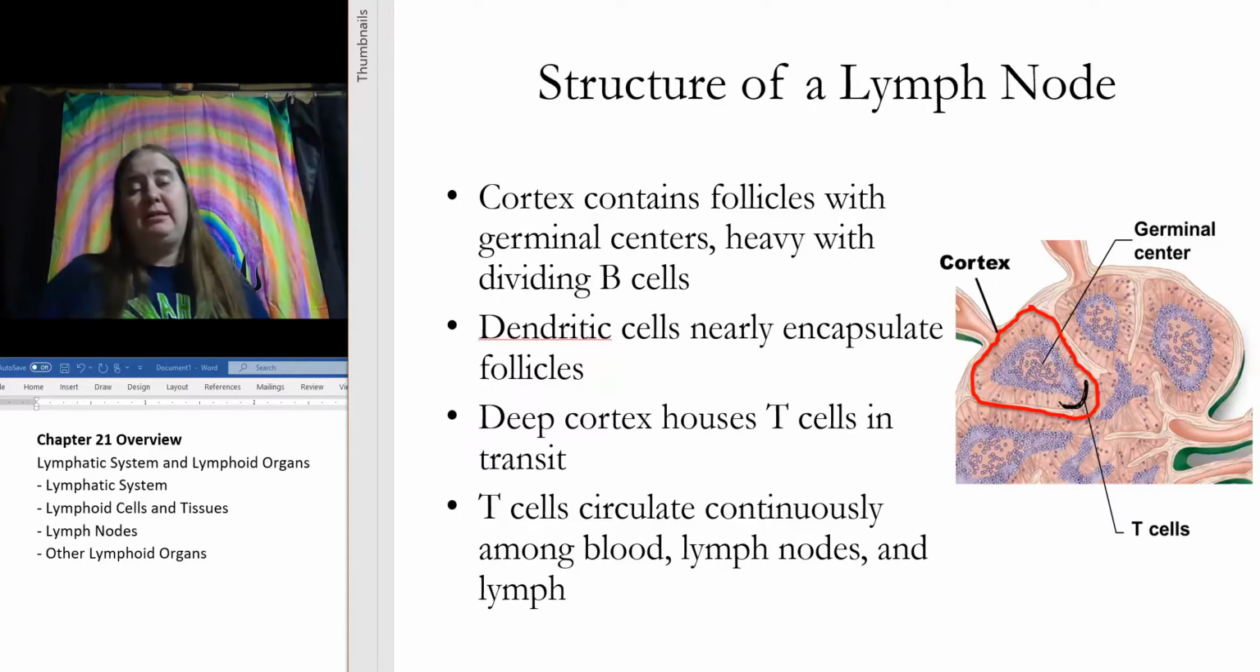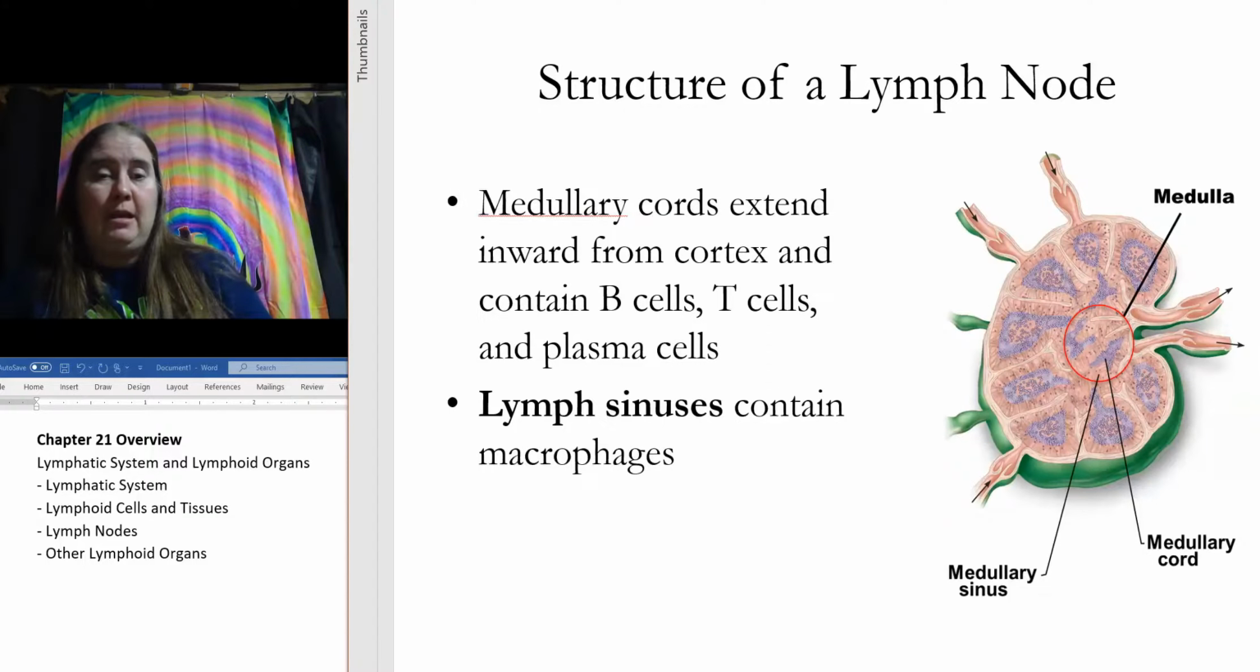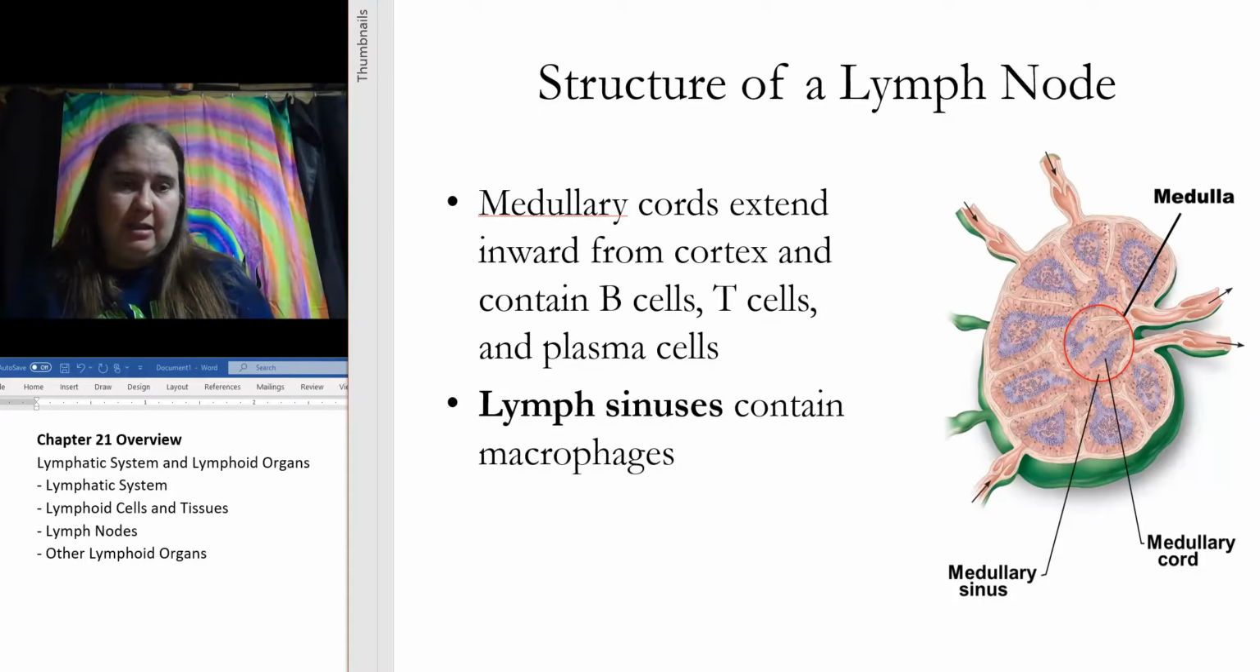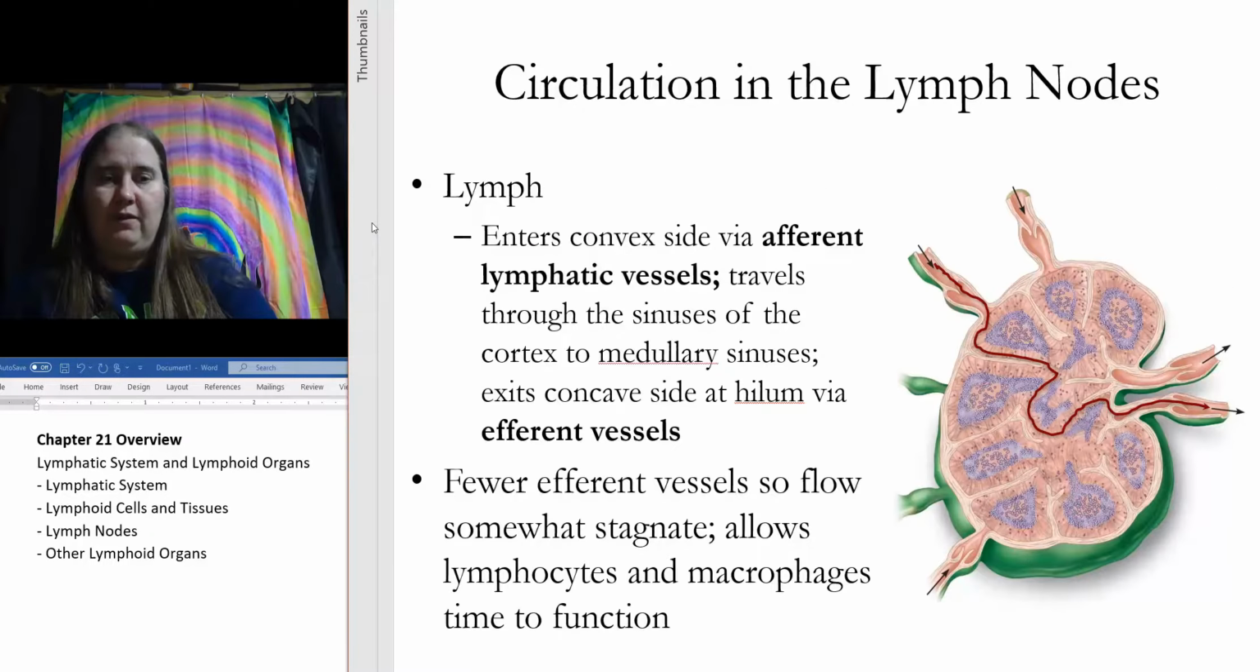Now, the T cells aren't necessarily housed just in our lymph nodes. They are more likely to be circulating through our blood, our lymph nodes, as well as our lymph. Our medulla are basically just these cords that extend inward. They contain both B and T cells as well as plasma cells. Again, we'll talk more about plasma cells next week, but B cells will differentiate into plasma cells. Plasma cells will produce antibodies. We also have what are known as medullary sinuses, and these will contain our macrophages.